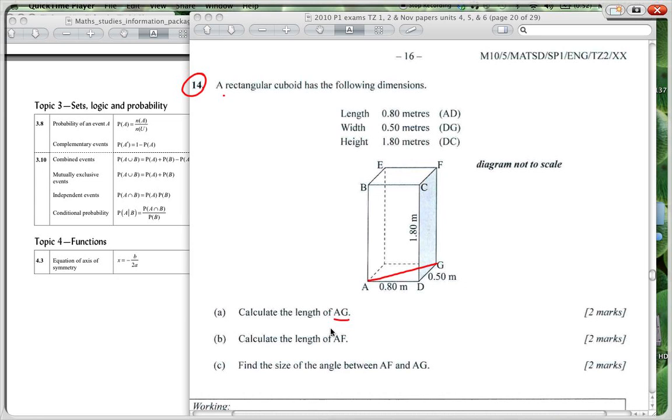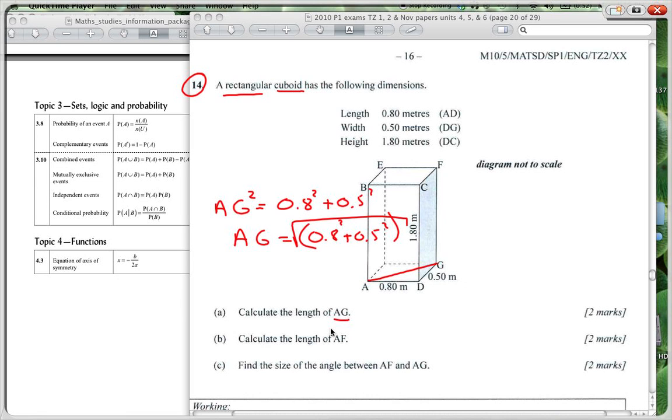Now because it's a rectangular cuboid, all of these angles are at 90 degrees. All these lines are at 90 degrees. So we're going to use Pythagoras a lot here. AG is actually going to be your hypotenuse, so AG squared will be 0.8 squared plus 0.5 squared. And so AG is going to equal the square root of all of that.